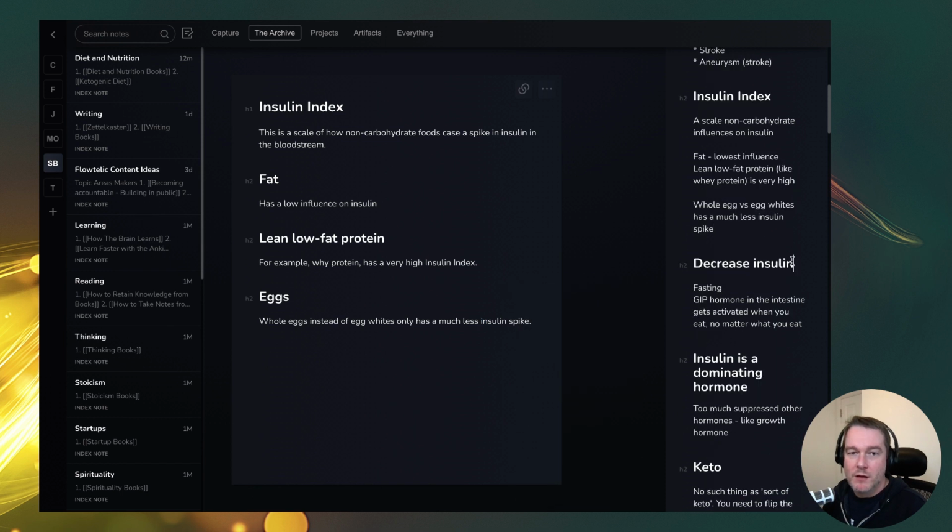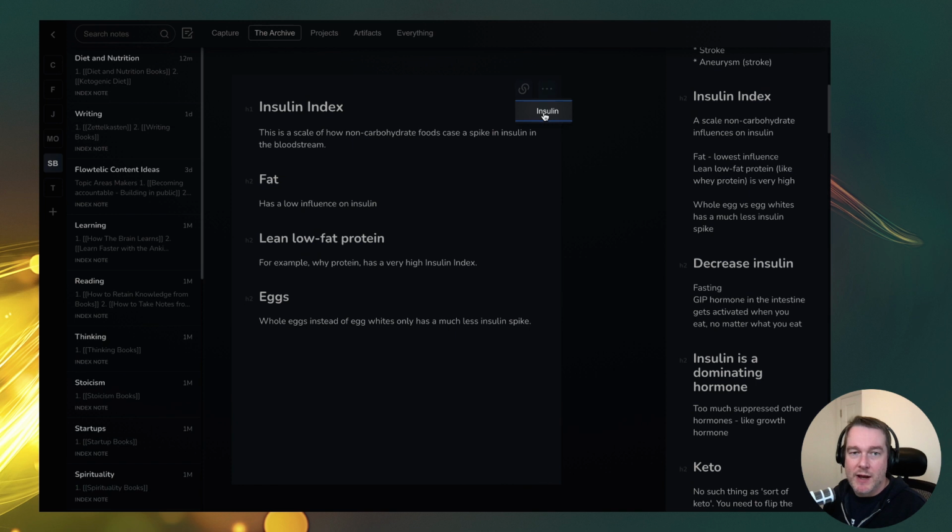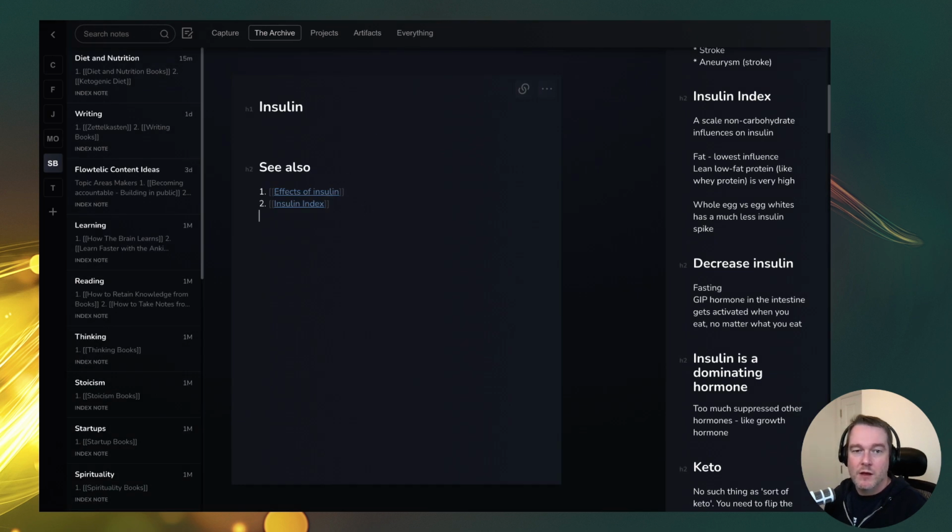Okay. How do you decrease insulin? So let's go back up to insulin. How to decrease insulin. Okay, right. So here we go. We can introduce here methods to decrease insulin. Fasting. Now I can just link straight into these, so I can create a fasting note. That's a placeholder there.